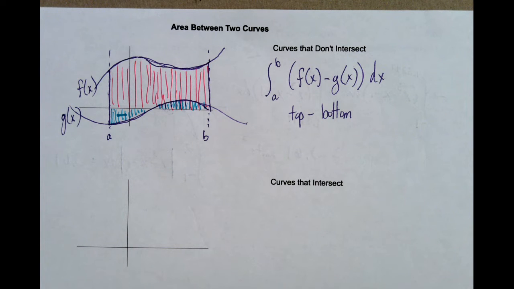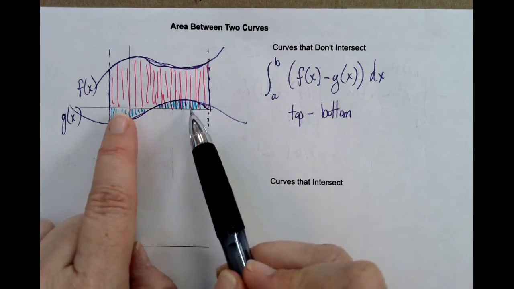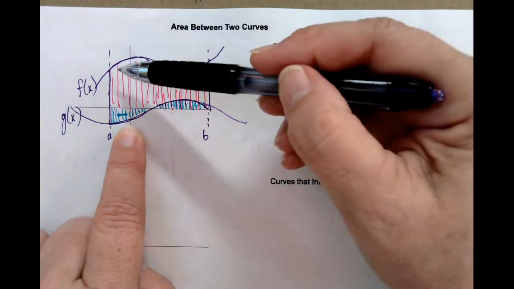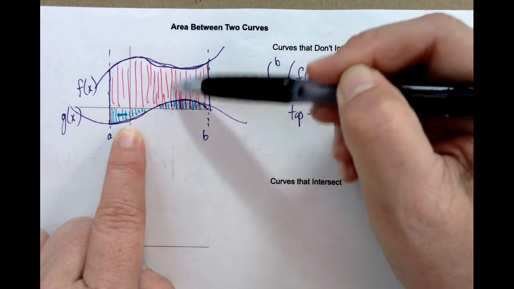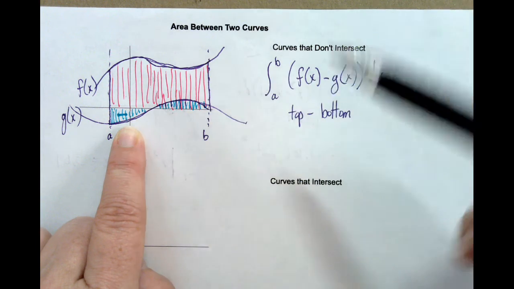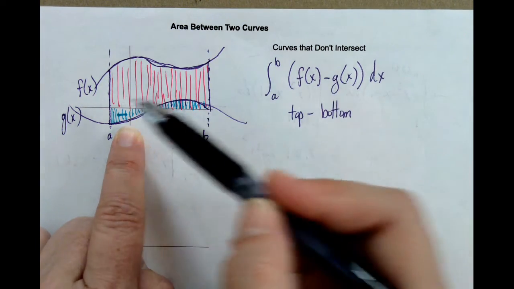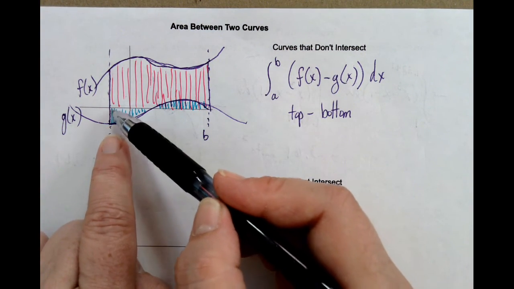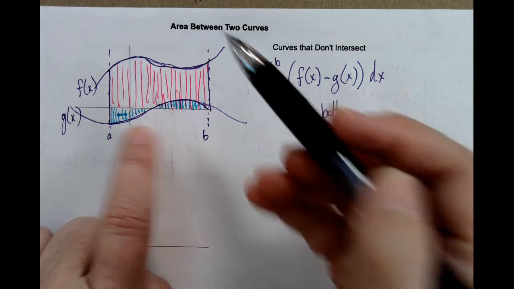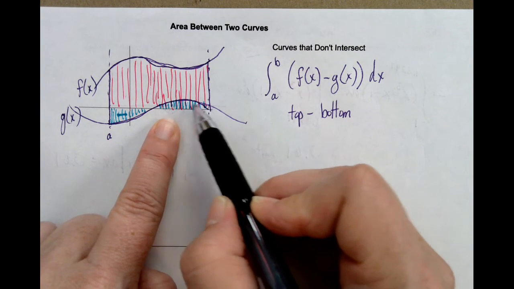Now, I want you to see that this will give us just the area between the curves, because we'll have the pink, and then minus the negative of this guy, which adds that value. And then we're taking away the overlap.